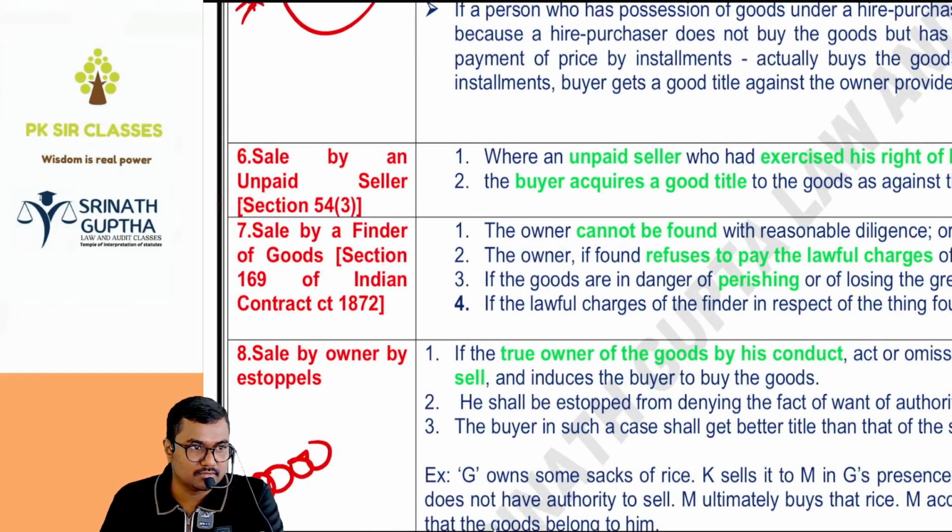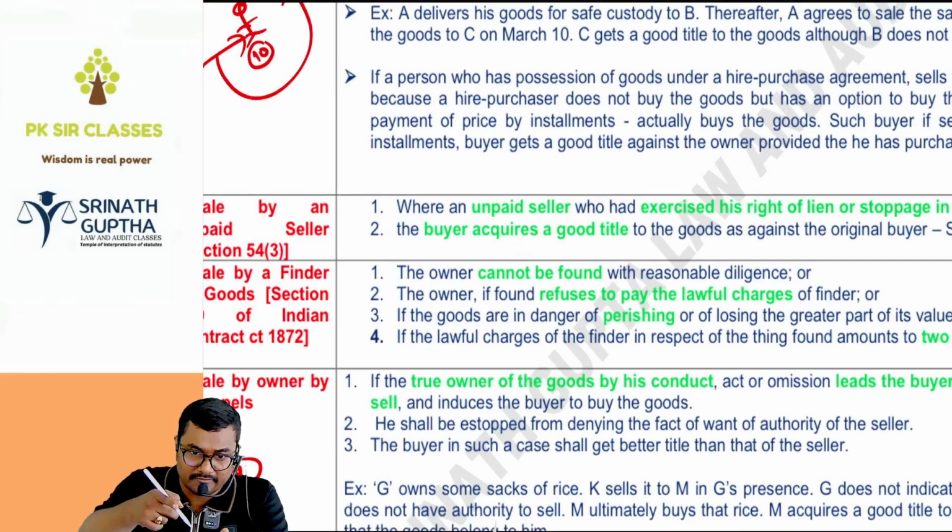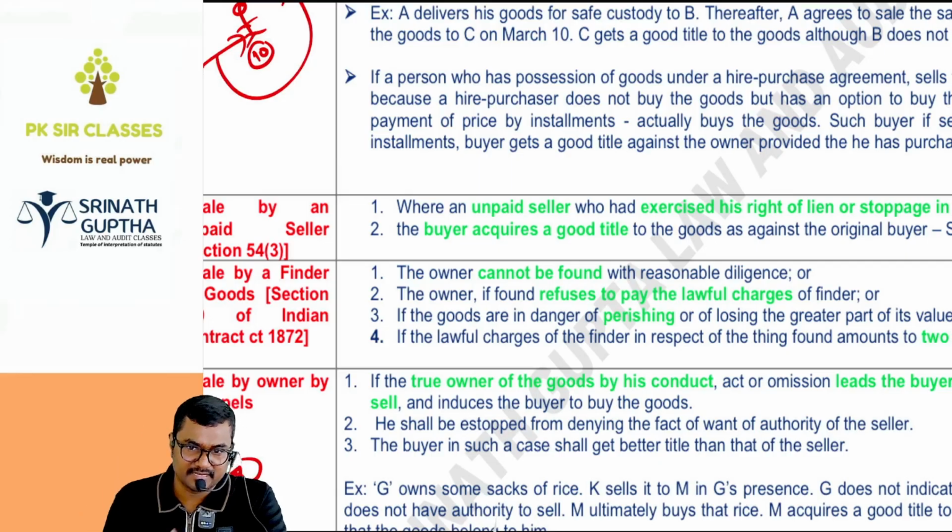Next, sale by the unpaid seller. I sold the goods, but you're not paying my money. I already exercised the right to stop the goods in transit. Still, you are not giving the money. I give a notice and I can resell, even though you are the owner. We discussed.